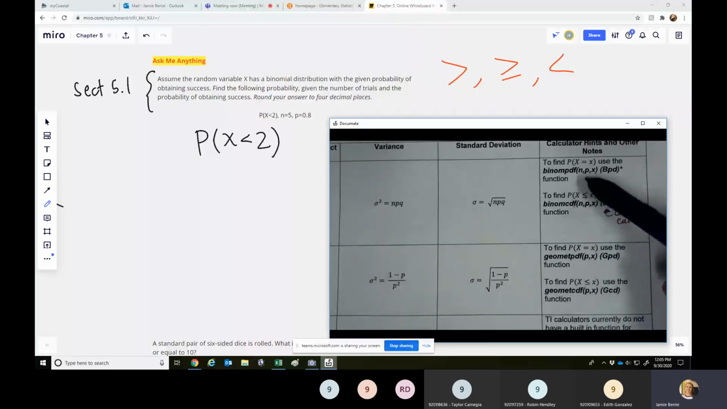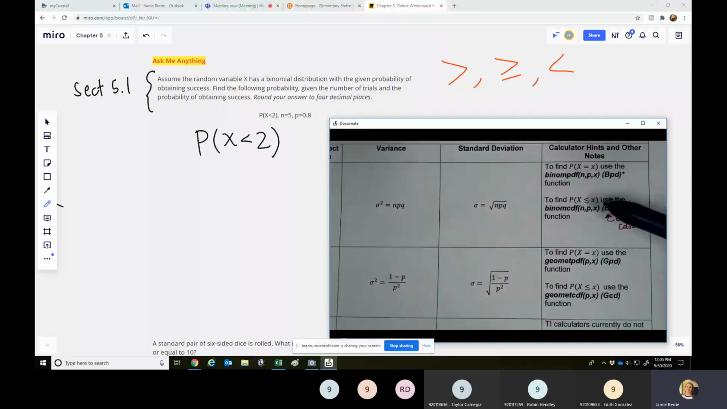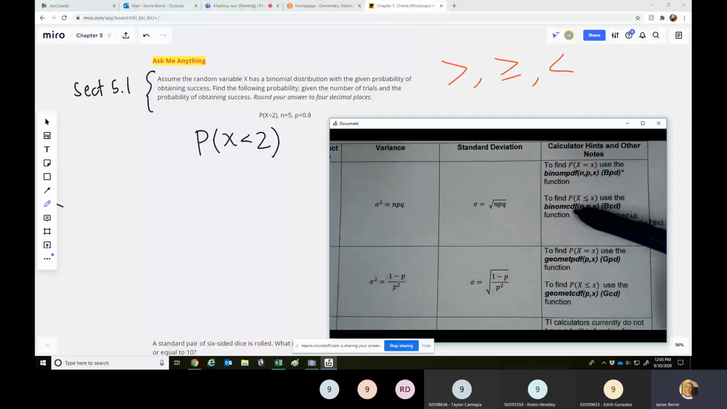The long way is to think about, okay, I'm looking for the probability that x is less than 2. So that would be x is equal to 1 or x is equal to 0. So you could just add up those individual probabilities. Or a little bit shorter method is to convert it over into a less than or equal to problem so that we can use this binomCDF function.